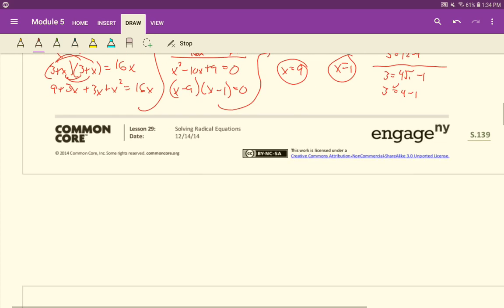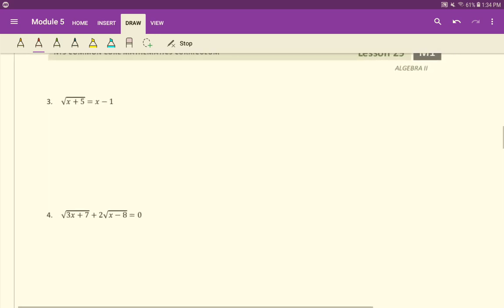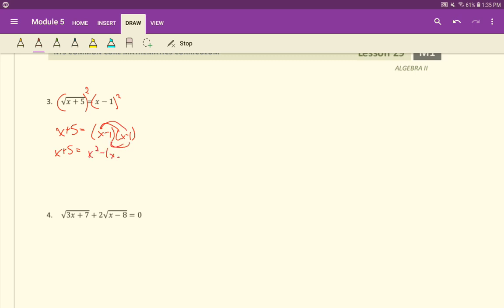Let's continue. All right, number 3. Root x plus 5 equals x minus 1. In this case, the radical is already isolated, so we can go ahead and square both sides. Squaring the square root there will give us exactly x plus 5. And then here, the x minus 1 squared will be x minus 1 times x minus 1. So we'll have to multiply that out. x times the x and x times the minus 1 gives us x squared minus 1x. Minus 1 times x, minus 1 times minus 1, equals minus 1x, and then plus 1 there.